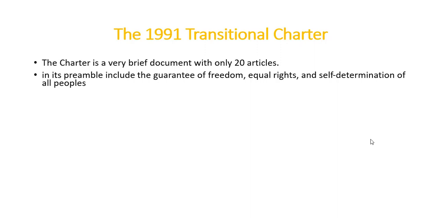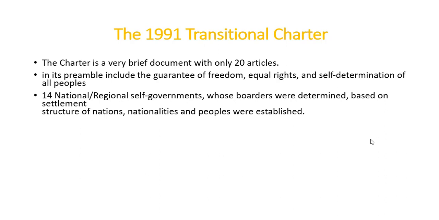So the process of decentralization initiated by the Charter was further elaborated by the Regional Self-Government Establishment Proclamation Number 7 of 1992. Accordingly, 14 national or regional self-governments, whose borders were determined based on the settlement structure of nation, nationality, and people, were established. Hence, during this period, one can say that some degree of federalism was introduced, even though federalism had to wait until 1995 to appear in the Ethiopian constitutional vocabulary.